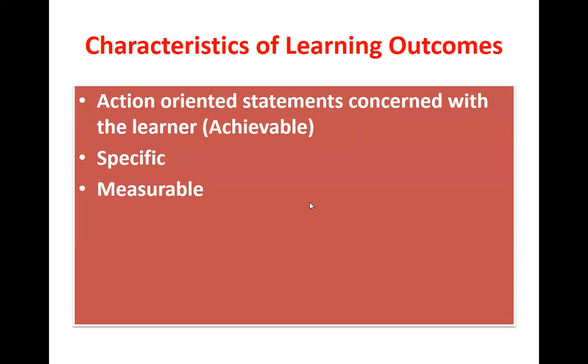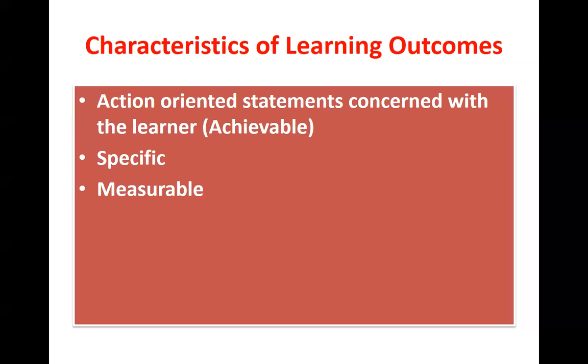So, characteristics of learning outcomes. Okay, so a good learning outcome or a course outcome should be achievable, specific, and measurable. If it is achievable, it is an action-oriented statement. It should be an action-oriented statement concerned with the learner. Only if some action is being performed, you can achieve something.